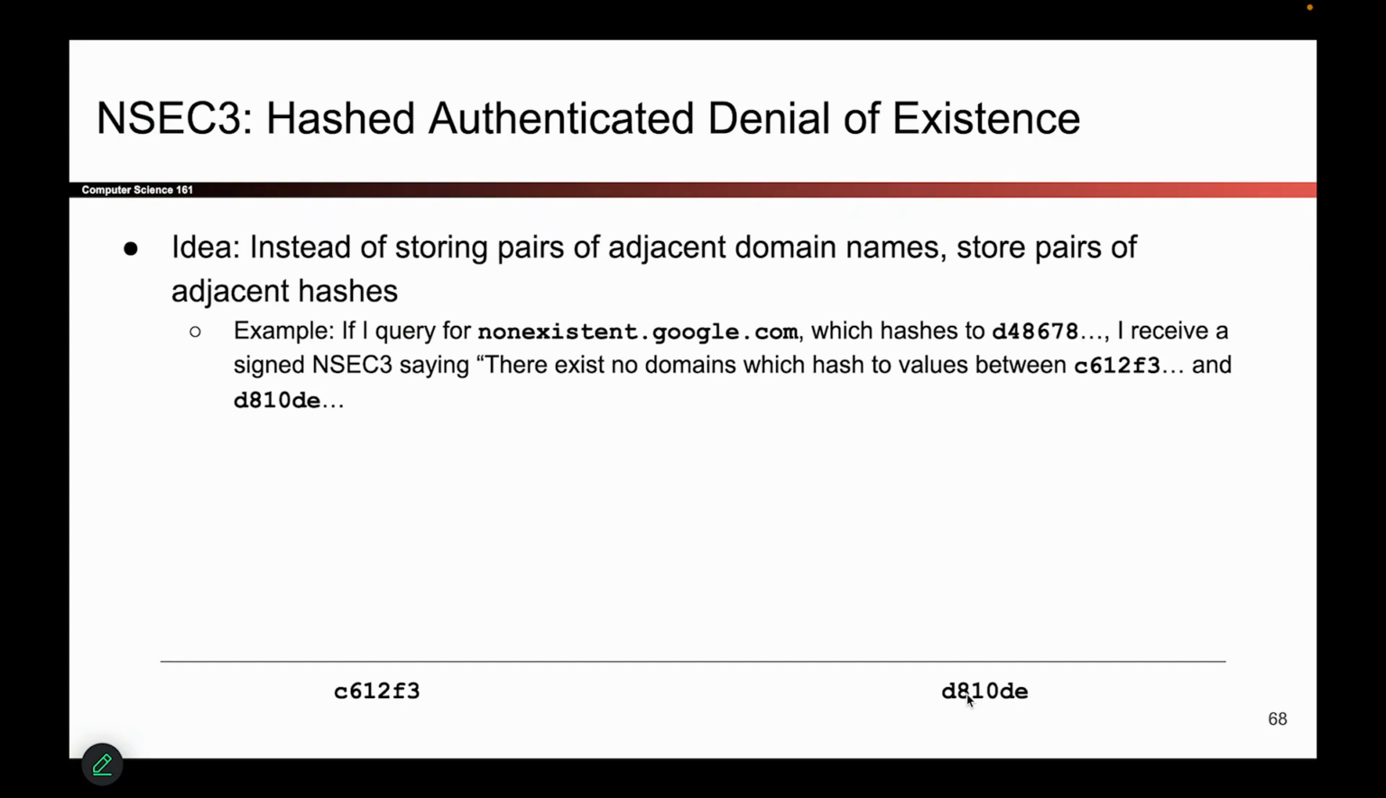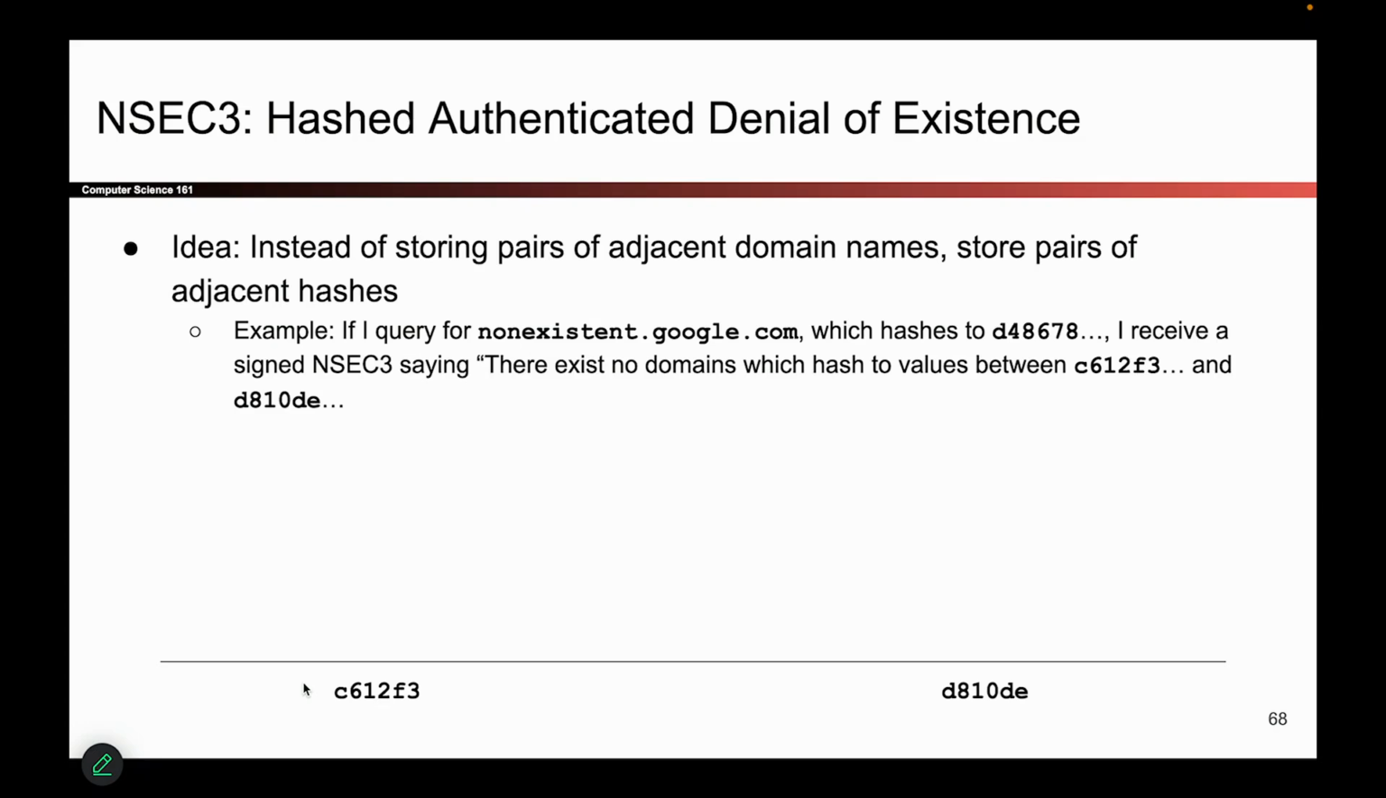In other words, if you take your domain, whatever it is, nonexistent.google.com, something else, if you take your non-existent domain and you hash it, and you find that it's in between C6 and D8, it doesn't exist. And this is the record that proves that there's nothing between C6 and D8 in the hashed world where I alphabetize all the hashes. And I can sign a second record that says there's nothing between D8 and C6, wrapping around as needed.